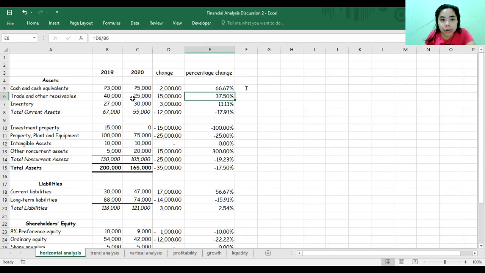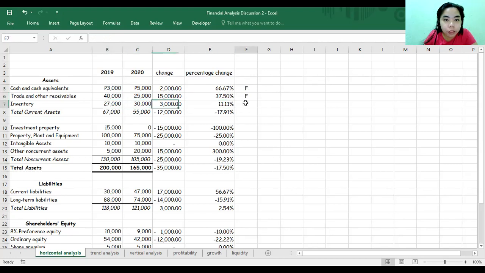When we analyze, first for 2019, our trade and other receivables is 40,000. Then in 2020, it's 25,000. So there is a decrease in our accounts receivable. Therefore, that means that the company has been efficiently collecting its accounts receivable. That's why it has a negative change. So it should be F, favorable. This is favorable to the company. It indicates that there is effectivity when it comes to collection.